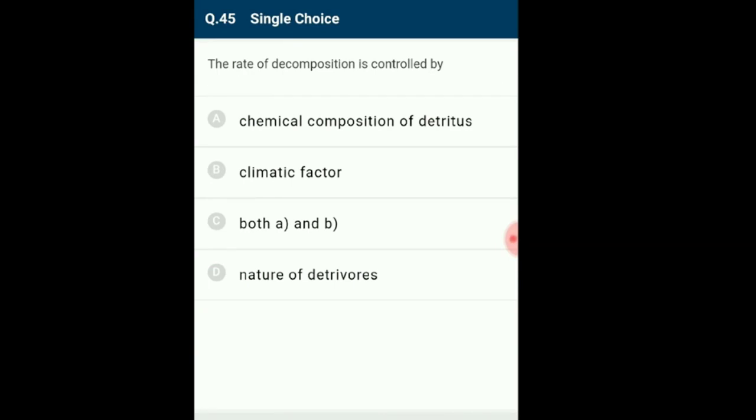Question number 45. The rate of decomposition is controlled by. Decomposition is largely an oxygen requiring process. The rate of decomposition is controlled by the chemical composition of detritus and climatic factors. Warm humid conditions promote growth of microbes, thus increasing the rate of decomposition. If detritus is rich in nitrogen and water soluble substances, then the rate of decomposition is fast. If detritus is rich in lignin and cellulose, the rate of decomposition is slow. So the answer is option C. Both A and B control the decomposition process.